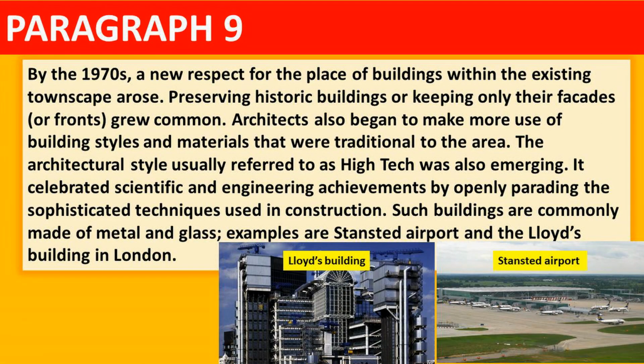By the 1970s, a new respect for the place of buildings within the existing townscape arose. Preserving historic buildings or keeping only their facades or fronts grew common. Architects also began to make more use of building styles and materials that were traditional to the area. The architectural style usually referred to as high-tech was also emerging. It celebrated scientific and engineering achievements by openly parading the sophisticated techniques used in construction. Such buildings are commonly made of metal and glass. Examples are Stansted Airport and the Lloyd's Building in London.